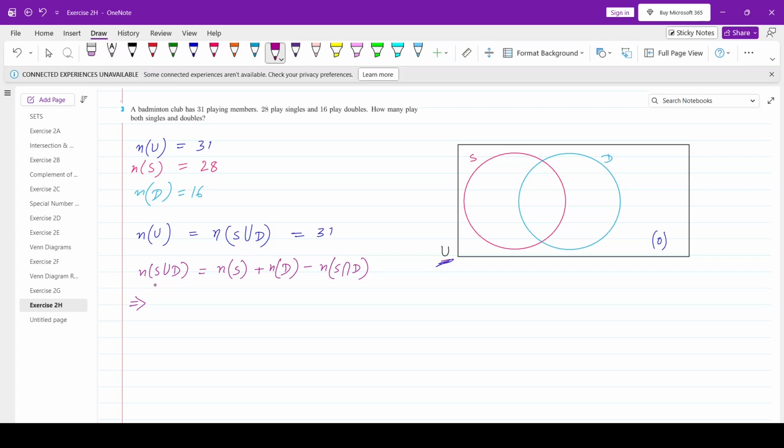So we can say this value is 31, this value is 28 and this value is 16, minus n of S intersection D. So the number of elements in S intersection D is 28 plus 16 minus 31. So this is going to be 13. And the question is asking how many play both singles and doubles. So singles and doubles both is played by 13 members. So this is going to be 13 and this is our answer. Let's move on to the next question.